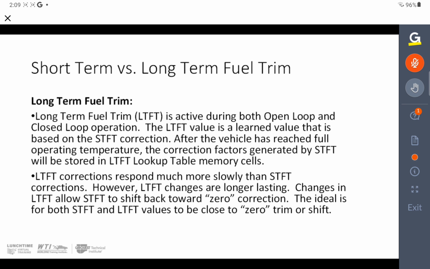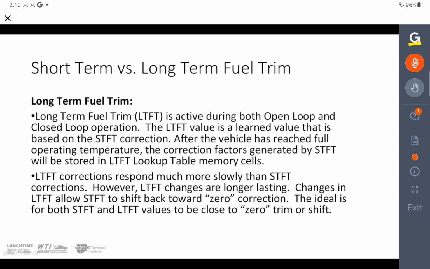Long-term fuel trim is basically, over a long period of time, what has the computer had to do to maintain the correct air fuel ratio. Once it's in closed loop operation, the long-term fuel trim is a learned value that is based on short-term fuel trim corrections. When the vehicle reaches full operating temperature, the correction factors generated by the short-term fuel trim will actually store that information and be part of the long-term fuel trim cells.